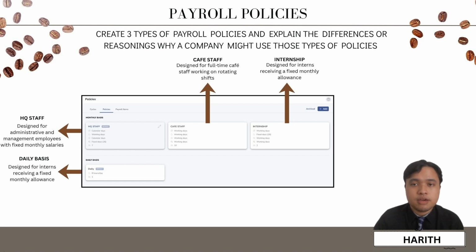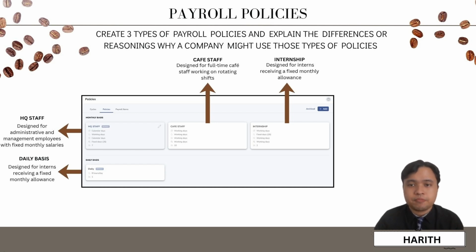Next example, cafe staff. Salary proration on working days, overtime base rate on working days, unpaid leave on working days, and leave pay on working days. This payroll policy is designed for full-time cafe staff working on rotating shifts. All payroll calculations, including salary proration, overtime, unpaid leave, and leave pay, are based on working days to accurately reflect employees' actual work schedules. This payroll policy is designed for full-time cafe employees who work on rotating shifts and require payroll calculation based on their working days.